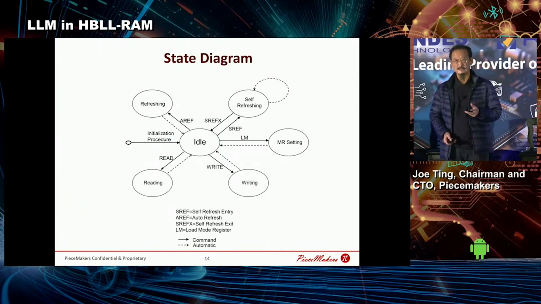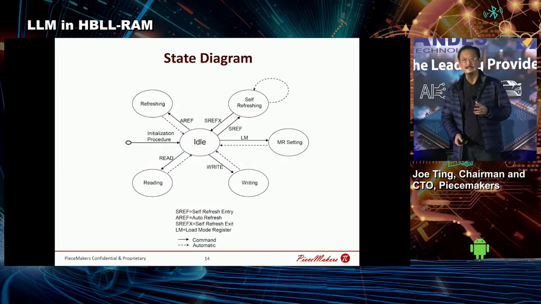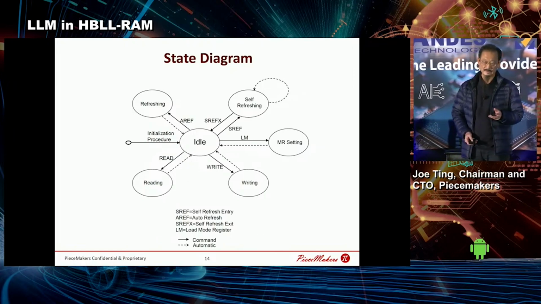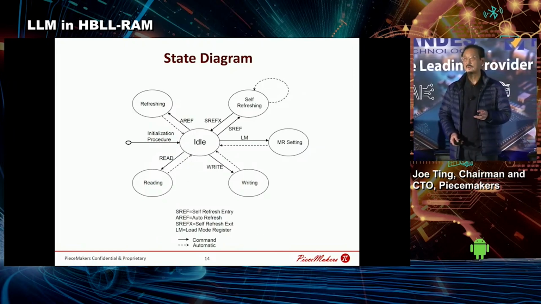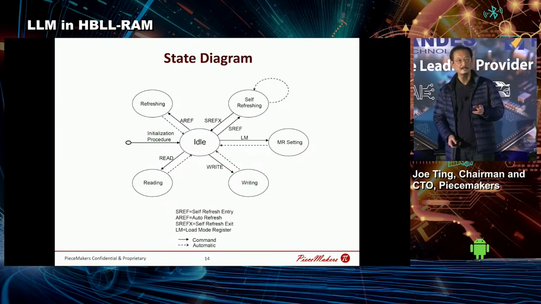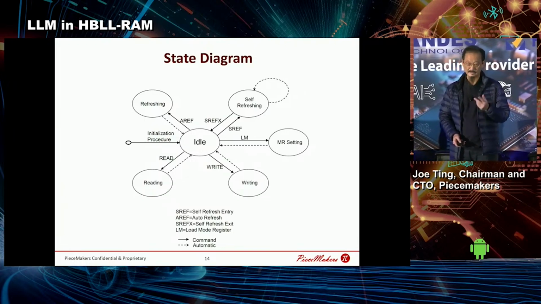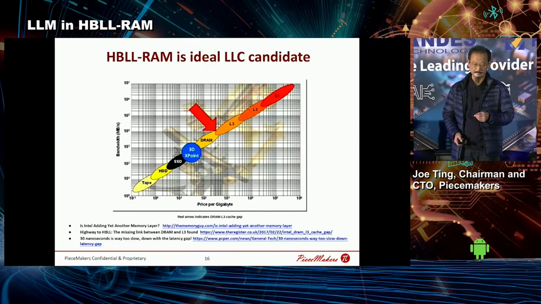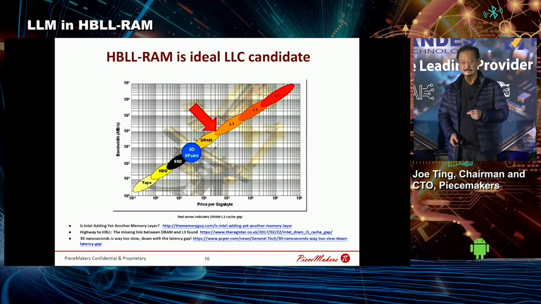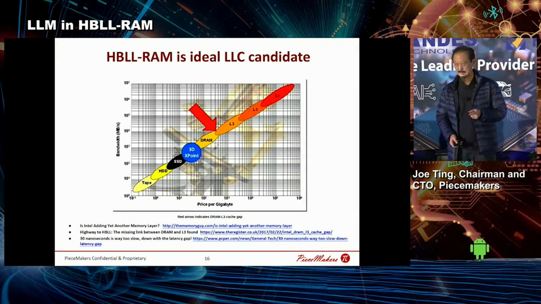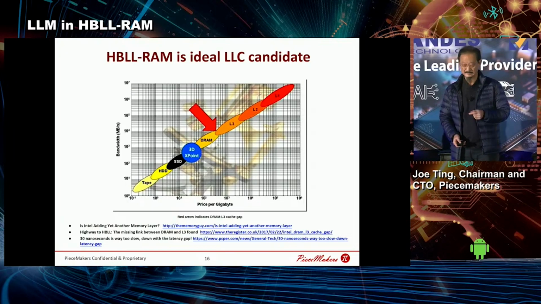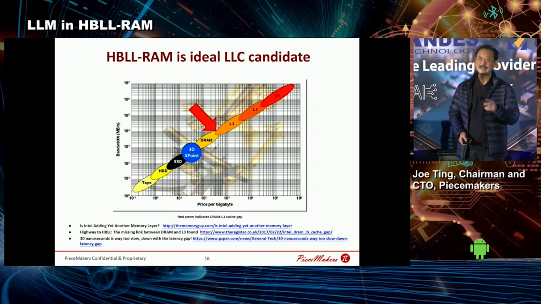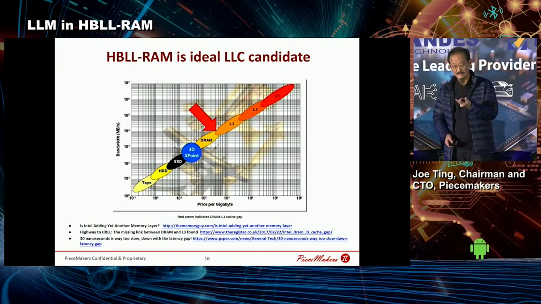And the interface is simple. It's SRAM-like. In this state diagram, there are only 2 bubbles, read and write. And the others are refresh and mode reset. This is an article Jim Handy did. That big red arrow is our HBLL RAM, introduced between level 3 cache and DRAM.